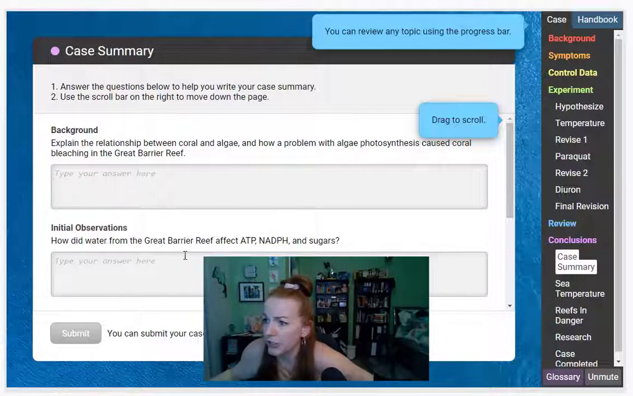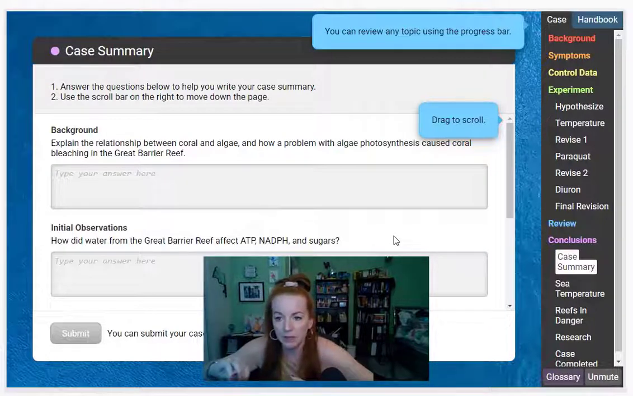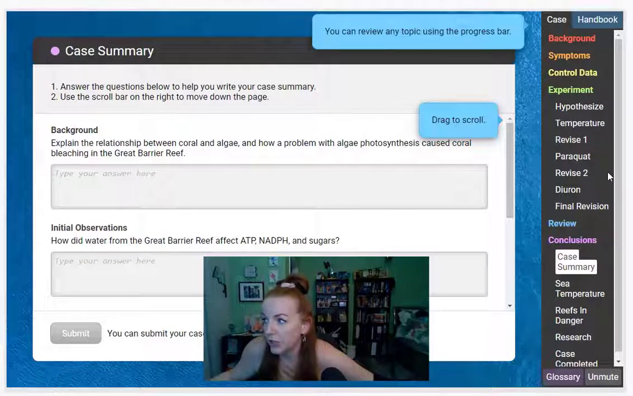For our second question, how did water from the Great Barrier Reef affect ATP, NADPH, and the sugars? Those were the 3 things we were collecting data on. So that's your initial observation. So you're going to go down to all of your data, look at the information that you're getting, and then figure out what is happening.